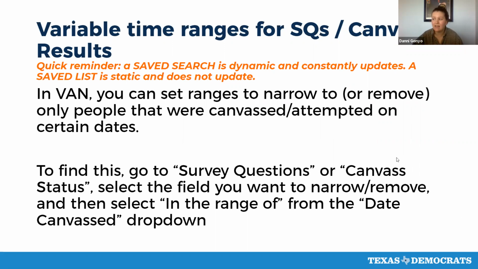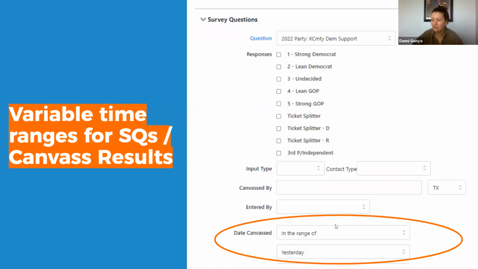In VAN, you can set ranges to narrow or remove only certain people that were canvassed or attempted between certain dates. So you'll see this on the survey questions and Canvas status fields that'll allow you to select the date canvassed. You can select in the range of, or you can set just date ranges in general. But this allows you to, for example, remove anyone who was canvassed yesterday, anytime you pull a search, because you don't want to talk to anyone who y'all talked to yesterday.